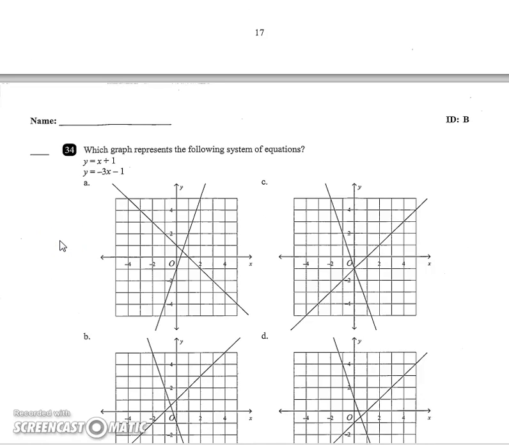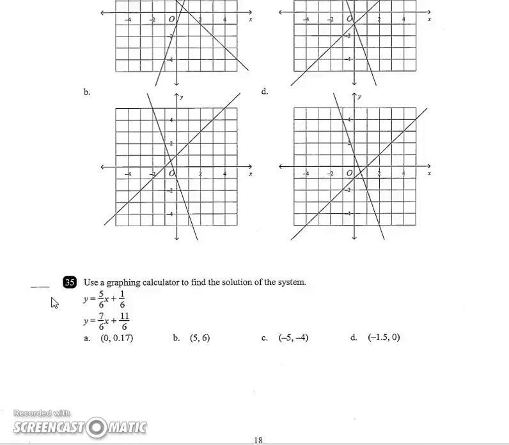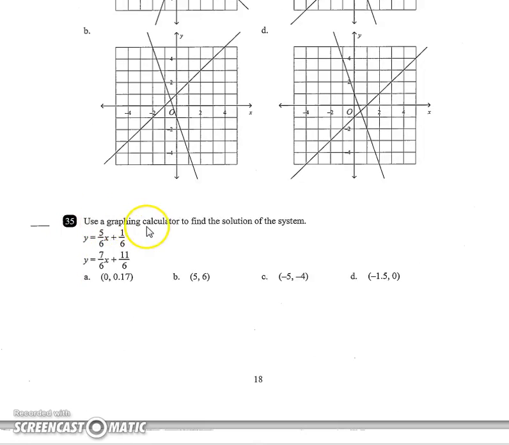Which graph represents the following systems of equations? So again, feel free to use your calculator, or you can use the slope and the y-intercepts to graph your points and determine the point of intersection. 35, use the graphing calculator to find the solution of the system.